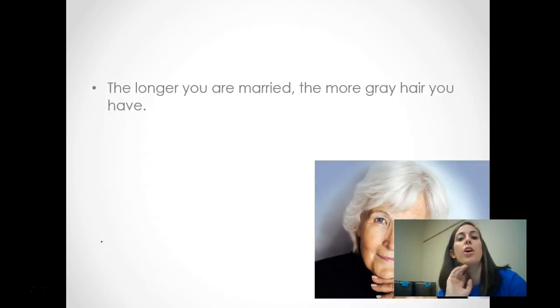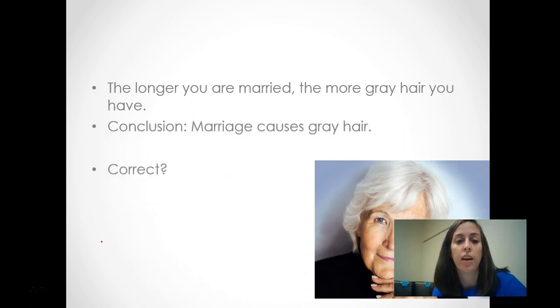What's the third variable there? How long you're married? It's age, right? Age. That's the outside variable. Okay? So correlation does not prove causation. Remember that phrase. Correlation does not prove causation.